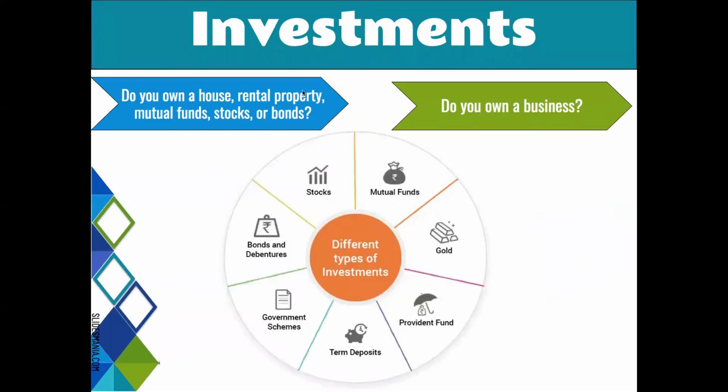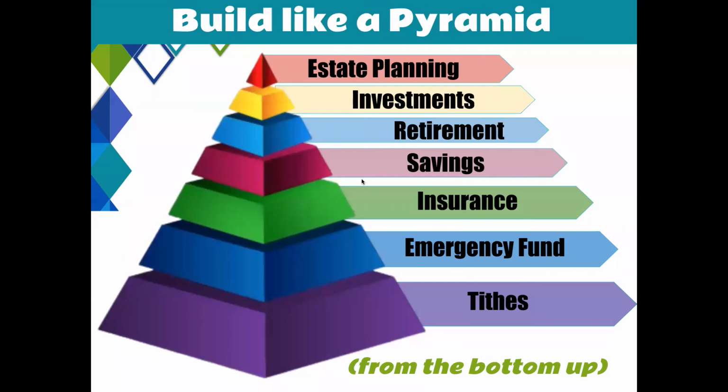Investments. Do you own a house, rental property, stocks, bonds, mutual funds? So, we've been in this space talking a lot about stocks specifically, but there are definitely other types of asset classes that you can get involved in. Do you own a business? That's another type of investment. And when you think about this, all of this stuff is kind of like a pyramid. You start at the bottom with tithes, then you do emergency funds. From there, then you do insurance, then you do savings, you do retirement, investments, and then estate planning.